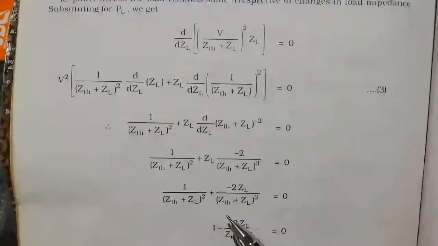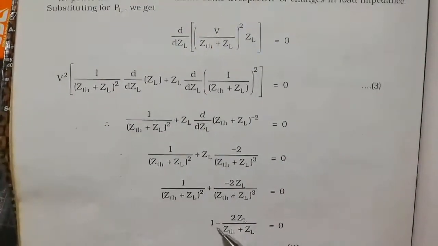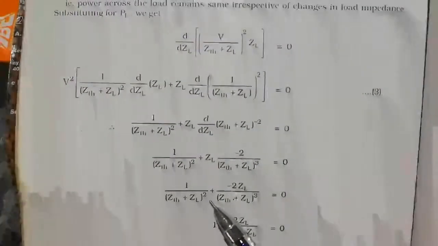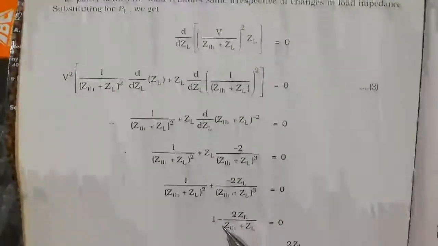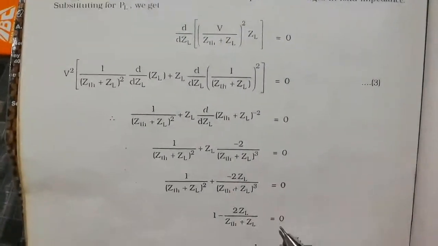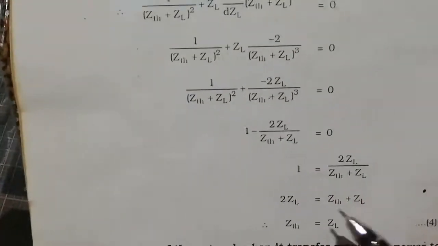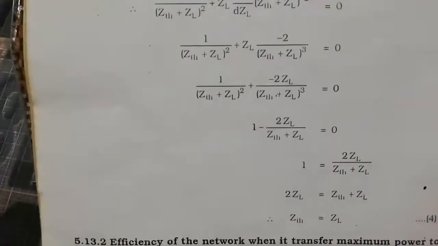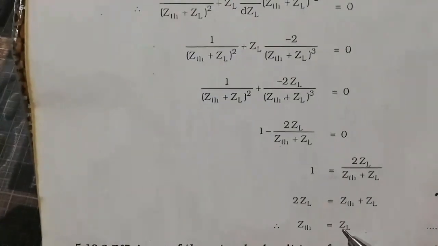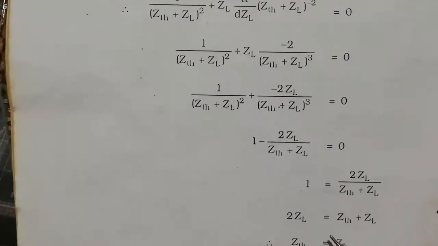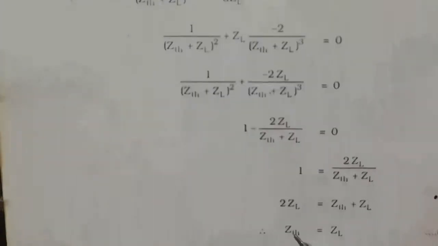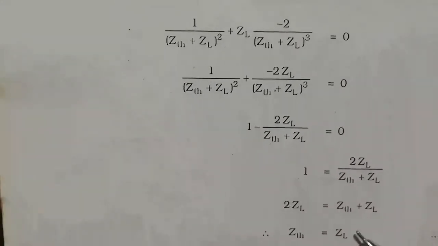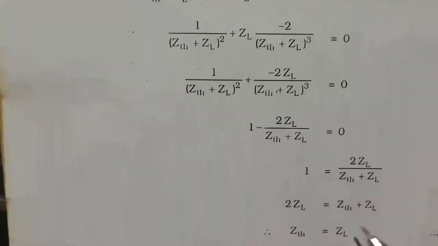By rearranging, we can write it as 1 minus, cancelling the common term 1 by ZTH plus ZL square, which is common in these two terms. Remaining 1 minus 2 ZL by ZTH plus ZL equal to 0. So by rearranging, 1 is equal to 2 ZL by ZTH plus ZL, 2 ZL is equal to ZTH plus ZL, which implies ZTH is equal to ZL. That is, for the maximum power transfer, the Thevenin's impedance is equal to the impedance across the load. So again, the maximum power transfer occurs when ZTH is equal to ZL.